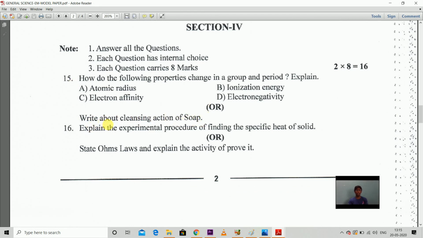Even in physics and chemistry, activities are given. Even in physics, here you observe the 16th question: experimental procedure and Ohm's law. Both are activities. So what you have to remember is that you have to concentrate on the 8 marks questions, the activities, and you have to practice the diagrams also, so you have to put in some concentration.